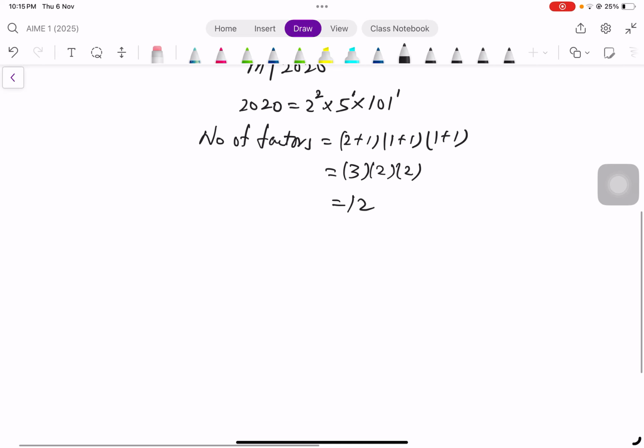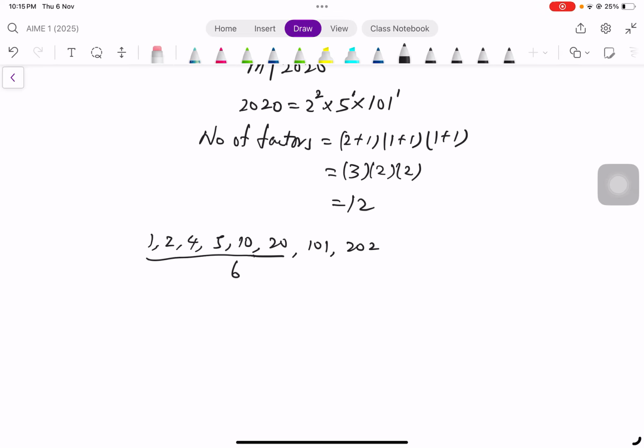What are the 12 cases? Basically, it is 1, 2, 4, 5, 10, that is 5 cases already, and then 20, 6 cases. After that, move on to 101, 7, 202, 8, then 404, 9, then 505, 1010, and then 2020. Therefore, this is 10, 11, 12. 12 cases.